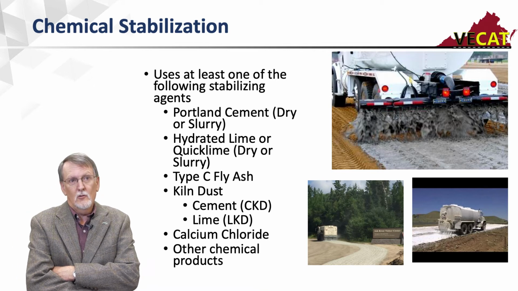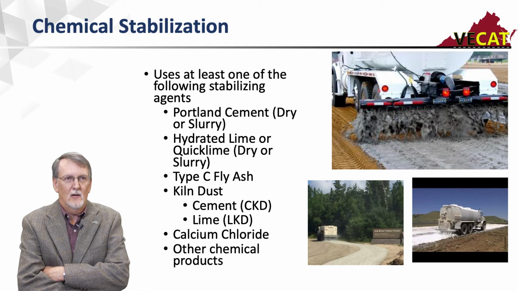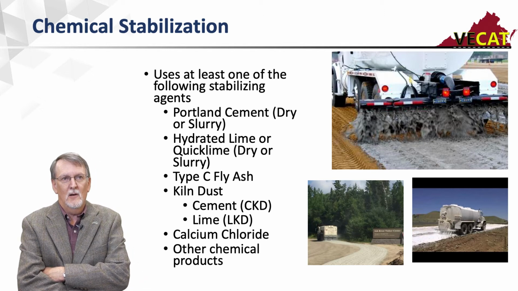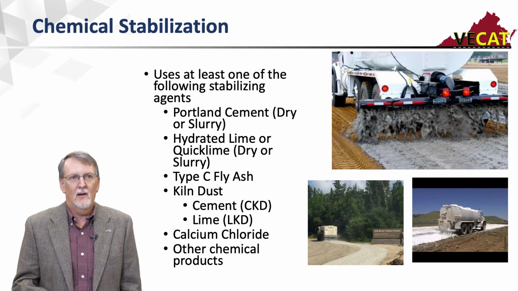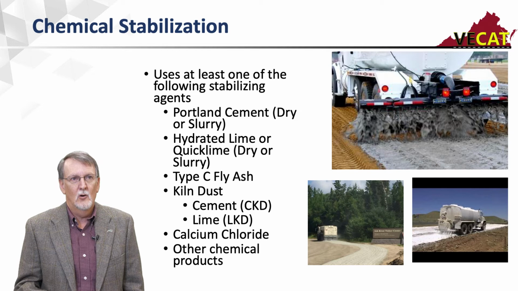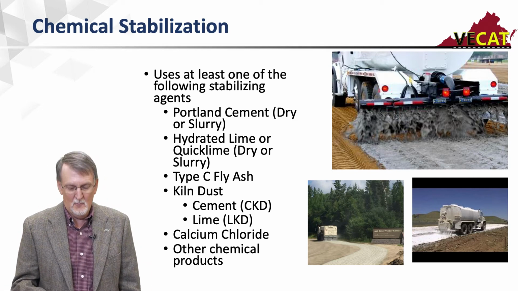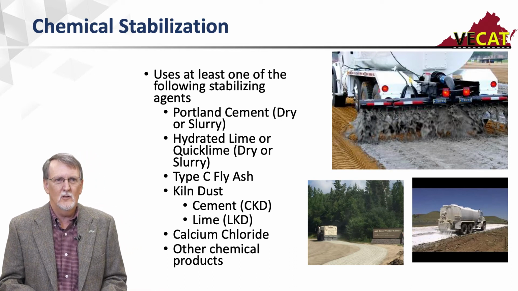Cement is used very commonly because it works with a wide range of materials. But if I'm starting to get down and bringing up some clay or my contaminated base with a lot of clay, then I want to use a lime-based product. So they'll use hydrated lime or quicklime, and you can use that as a dry or slurry. In the past, we used to use Type C fly ash, which was a self-cementing product. We don't see that used too much anymore.